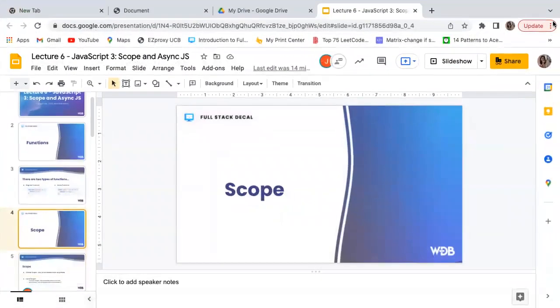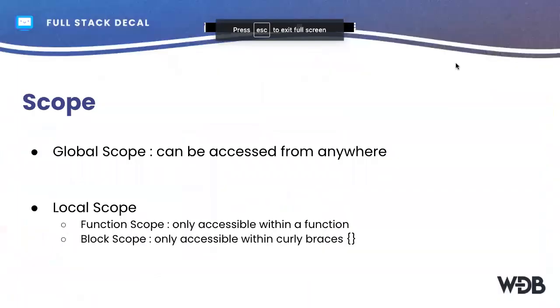That is all I have for scope. Just to summarize, we have two scopes in general. Global scope is the scope where each variable can be accessed from anywhere. And the local scope, we can divide into two parts. The first one is the function scope, which means it is only accessible within the same function. And the block scope will only be accessible within curly braces, or an if statement block, for example.